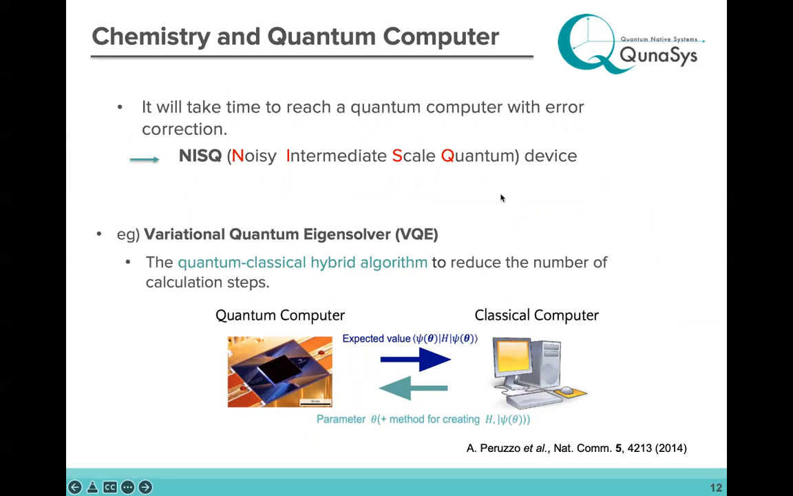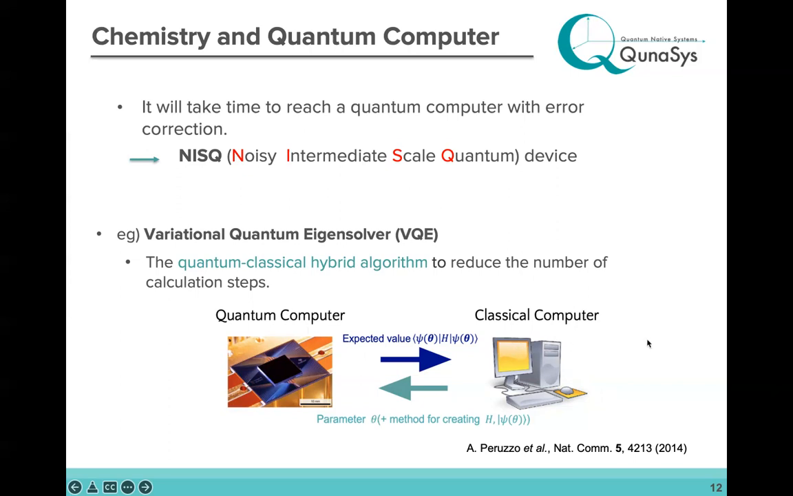Of course, we cannot just wait. So people are considering using an intermediate quantum computer, a so-called NISQ device. Noisy means that this device does not have error correction, and intermediate means that it has 50 or 1000 qubits. So this is one example of the algorithm used in NISQ devices, the so-called variational quantum eigensolver, or VQE. This is a quantum-classical hybrid algorithm to reduce the number of calculation steps, like this figure. So this algorithm uses both a quantum computer and a classical computer.